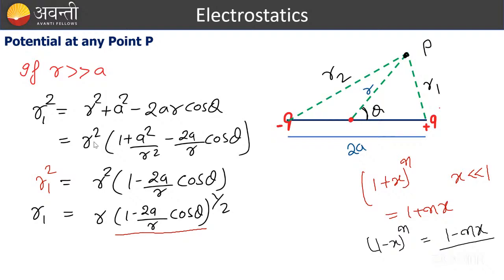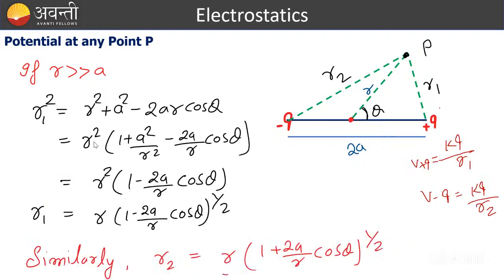ठीक है? तो this equation is in form of 1 minus x, where 1 is 1, x value कितना है? 2a by r cos theta. And this 2a by r cos theta is far far less than 1 because a by r is far far less than 1, right? A by r is what? Far, far less than 1. So 2a by r cos theta is also far, far less than 1. So here we can apply this formula. 1 minus x to the power n को क्या लिख सकते हैं? 1 minus nx. ठीक है?